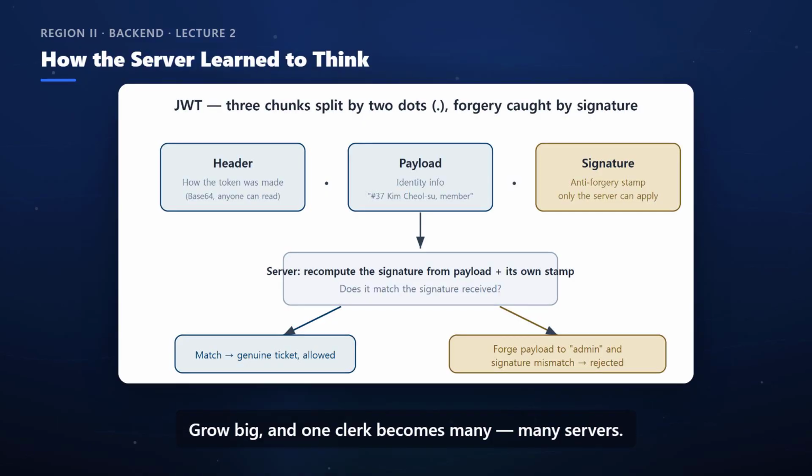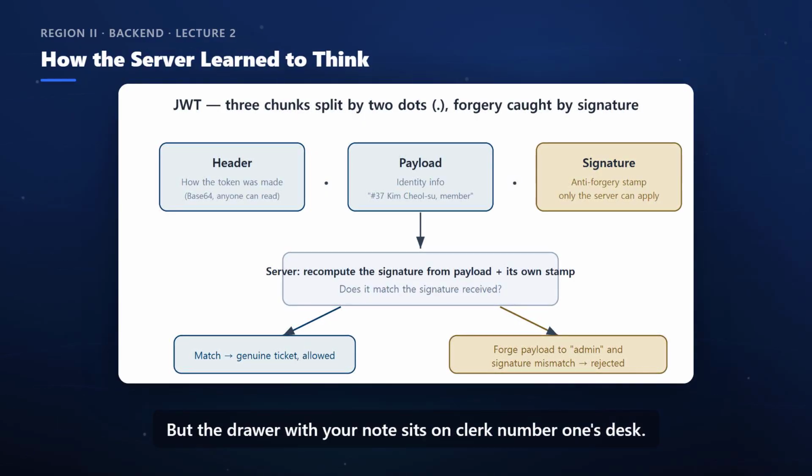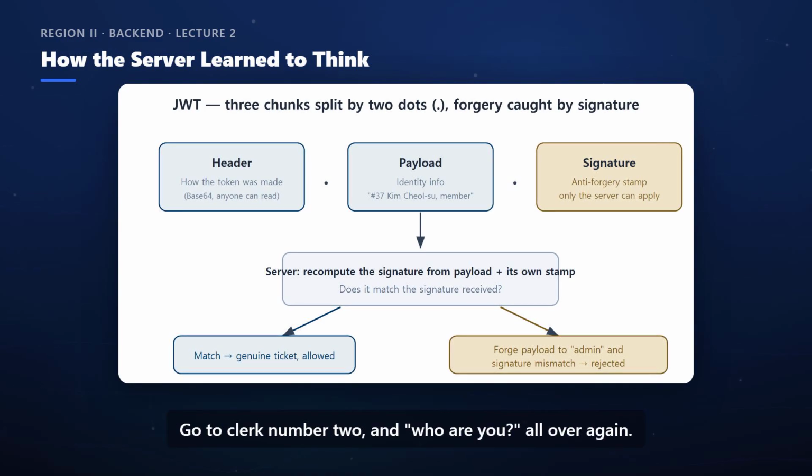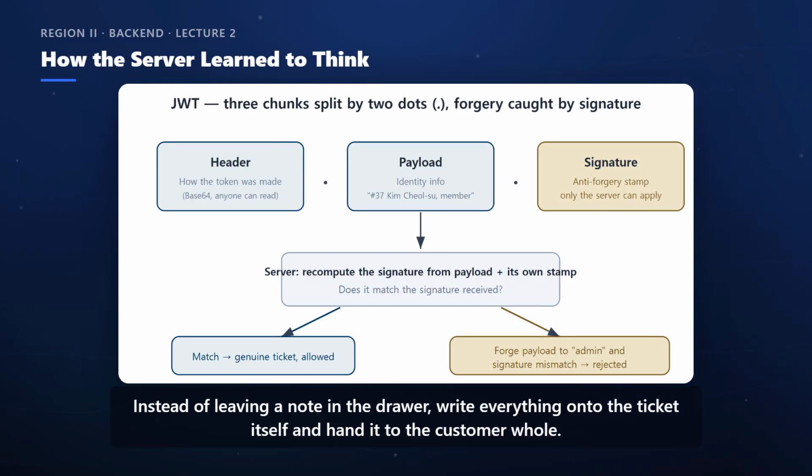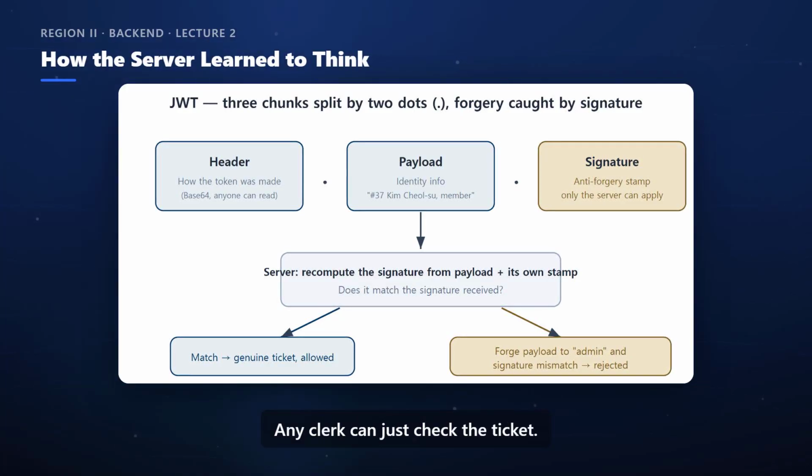Grow big, and one clerk becomes many servers. But the drawer with your notes sits on clerk number 1's desk. Go to clerk number 2, and who are you, all over again. So the idea flips, JWT. Instead of leaving a note in the drawer, write everything onto the ticket itself and hand it to the customer whole. Any clerk can just check the ticket.